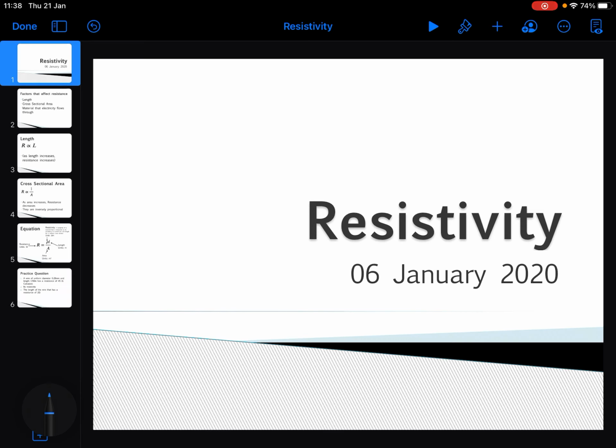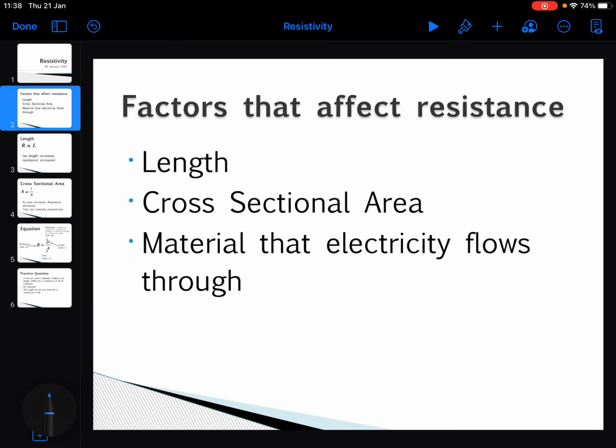So, when we did our lesson on resistance, we talked about different factors that affect resistance. We talked about temperature, length, and area, and today we're going to be looking at an equation which tells you how much resistance different materials have. So, factors that affect it: length, cross-sectional area, and the material that electricity flows through.